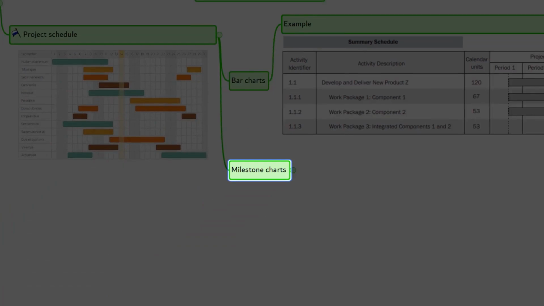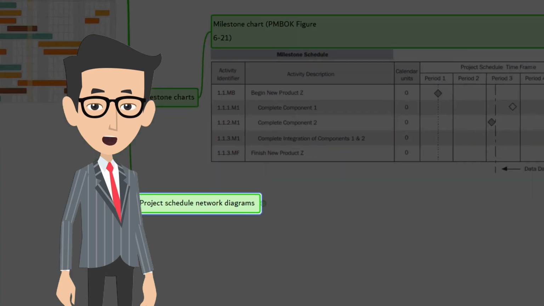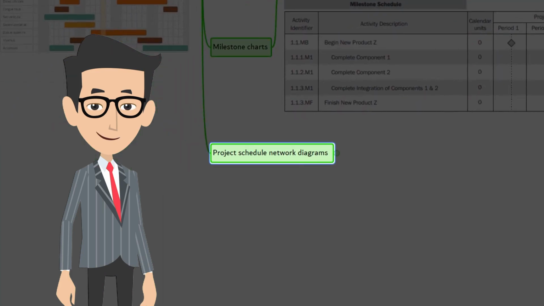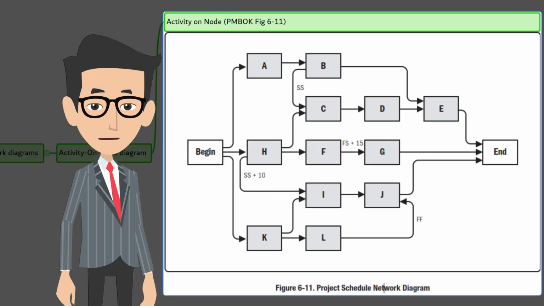The next one is milestone chart. These charts are similar to bar charts. Here, the schedule start and completion or any other major deliverables are presented. The next one is project schedule network diagram. Here we have an activity on node diagram. This diagram shows the activities and relationships without a time scale. Sometimes this is also referred to as a pure logic diagram.